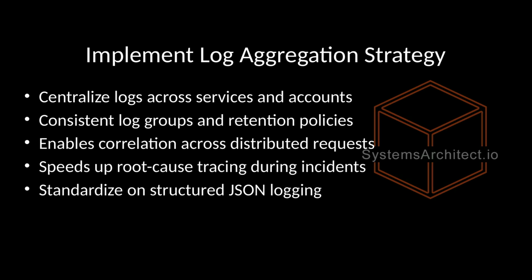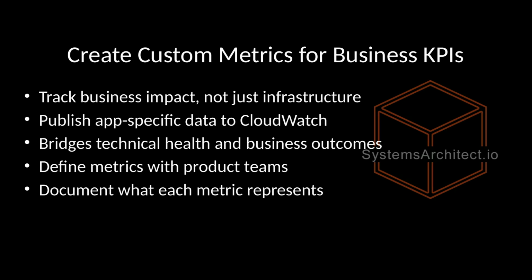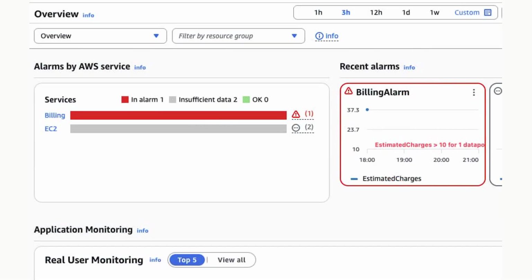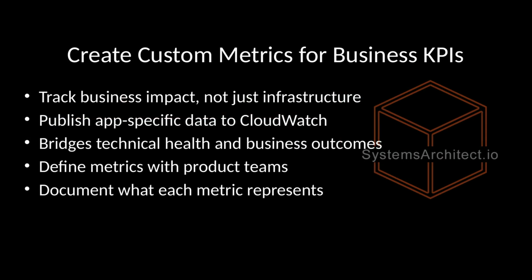5. Create custom metrics for business KPIs. Infrastructure metrics like CPU utilization tell you how your systems are performing, but they don't tell you whether the business is actually succeeding. Custom metrics let you publish application-specific and business-relevant data points, such as completed checkouts or failed logins, directly into CloudWatch.